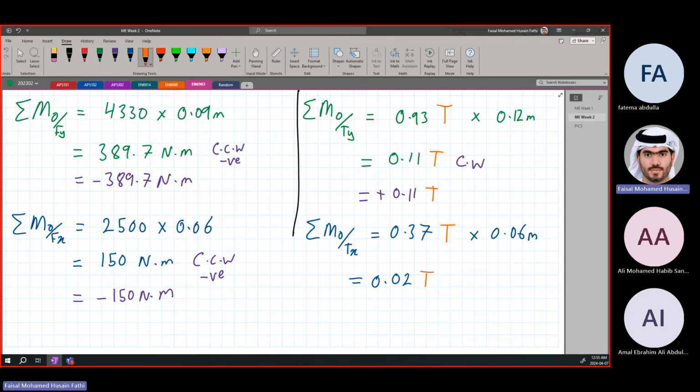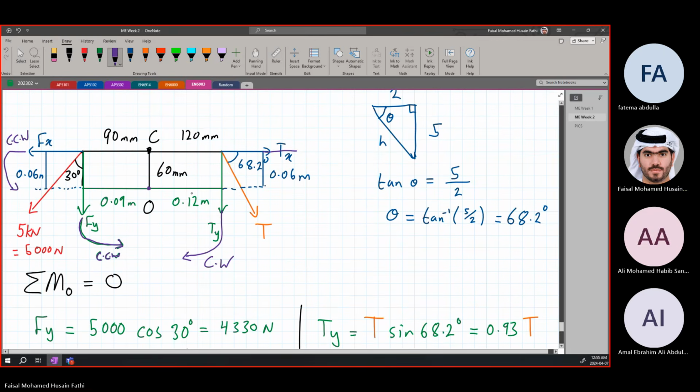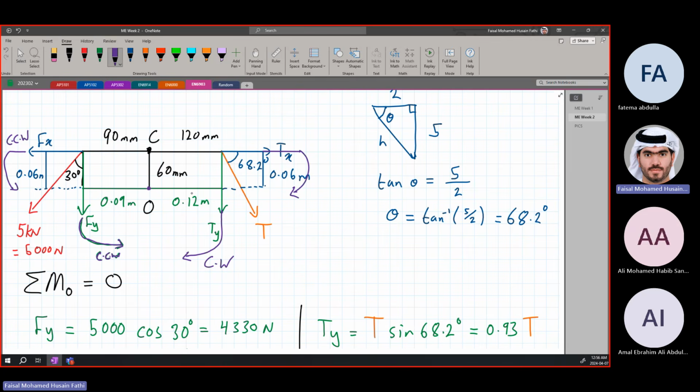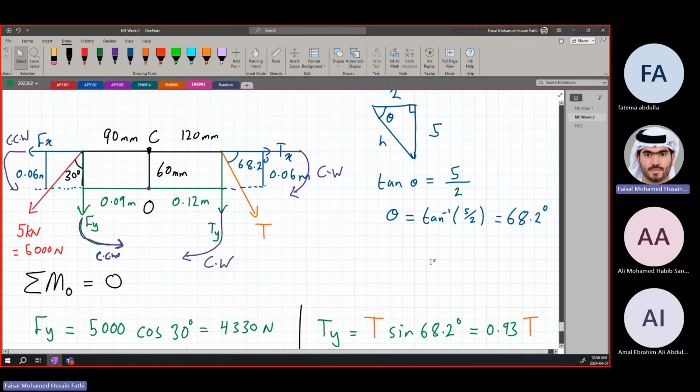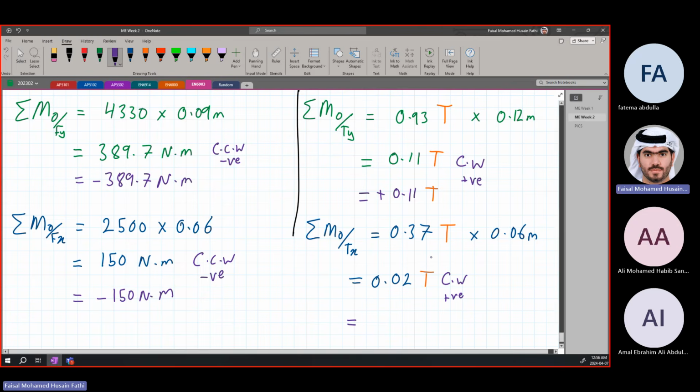All right. Again, let's look at the direction. The direction is going here. And if we want to go towards O, we're going to go downwards like that. So again, clockwise. So it's positive. So this is going to be clockwise, so it's positive. And then it's equal to plus 0.02 T.